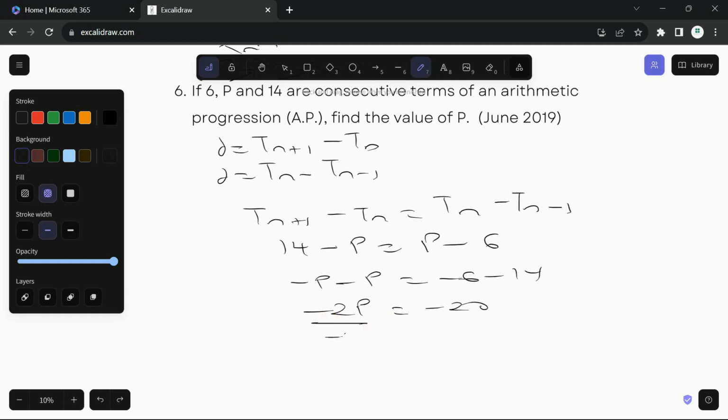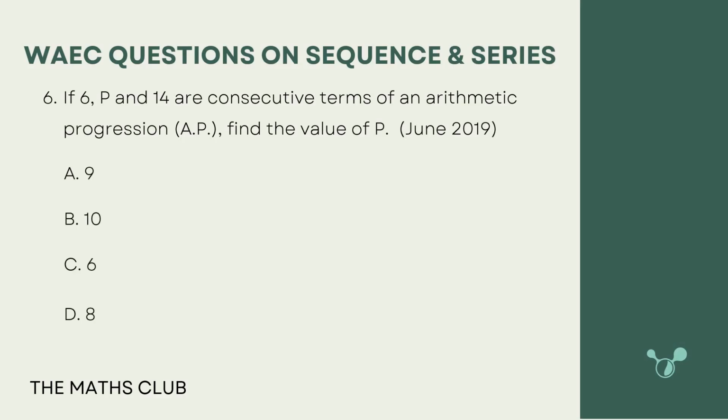I can divide both sides by minus 2. And if I divide both sides by minus 2, this will cancel this guy. This guy will cancel this guy. So you'll be left with 10. So our p is equal to 10. Let's see if we're correct. So that will be option B.